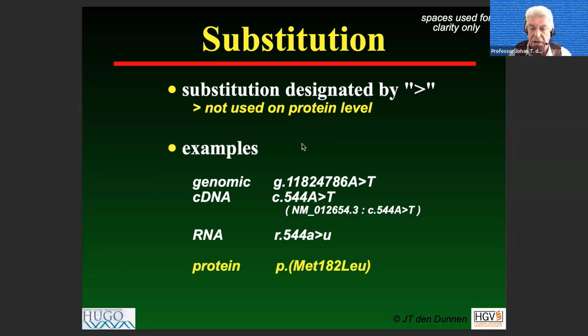This is then the most simple format of substitution. The substitution differs at DNA and protein level, because on protein level we do not use the greater than sign. Probably everybody knows that. There we say the methionine at position 1A2 is changed to a leucine. On RNA level, the description starts with an r, and then we use lowercase letters, and we use a u for uracil instead of the t.